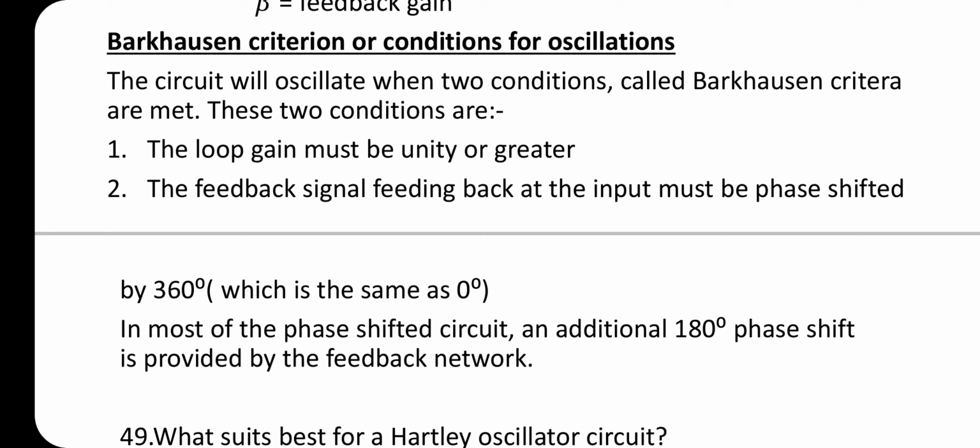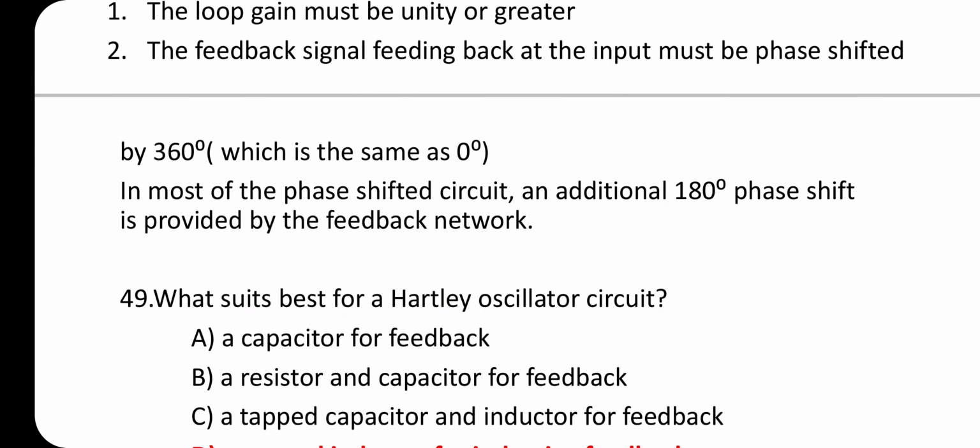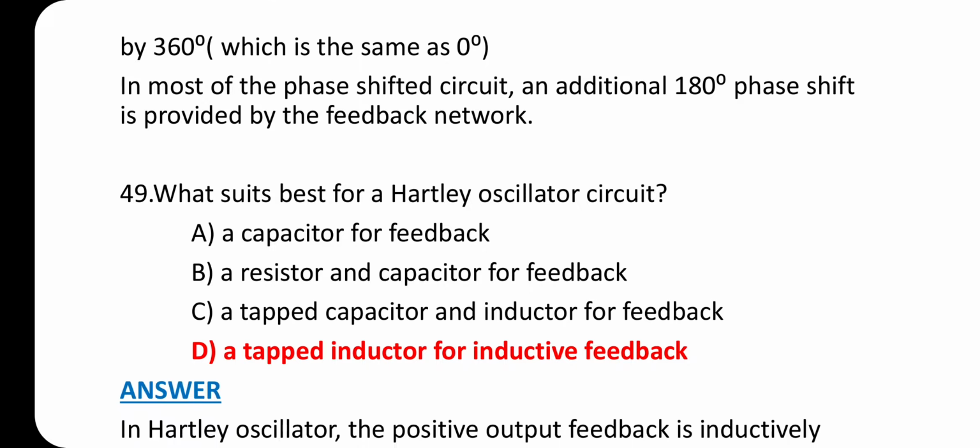Barkhausen criterion or conditions for oscillation. The circuit will oscillate when two conditions called Barkhausen criteria are met. These two conditions are: the loop gain must be unity or greater. The feedback signal feeding back at the input must be phase shifted by 360 degrees, which is the same as 0 degrees. In most of the phase shifter circuits, an additional 180 degree phase shift is provided by the feedback network.